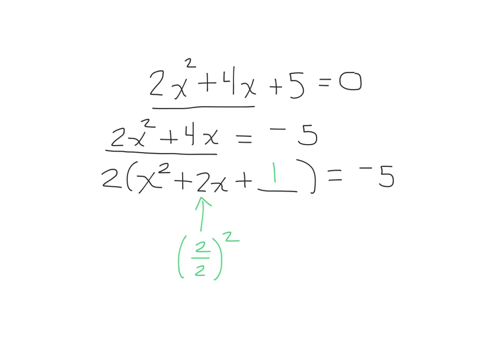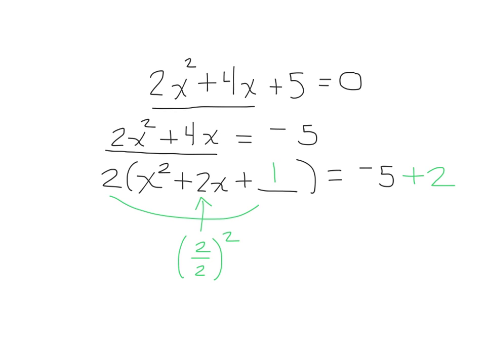But be careful. You put that plus 1 inside the parentheses in this case, but everything in the parentheses is being multiplied by 2, so you really just added 2 to the left side of the equal sign, so you have to add 2 to the right side.